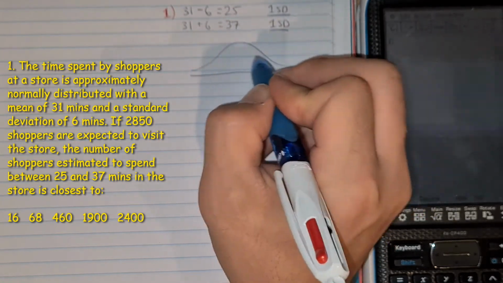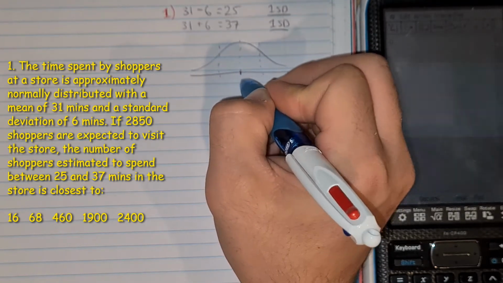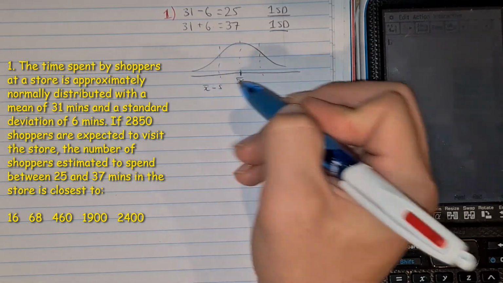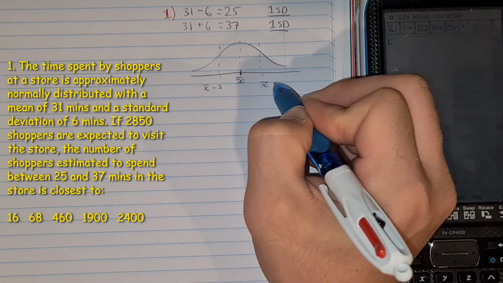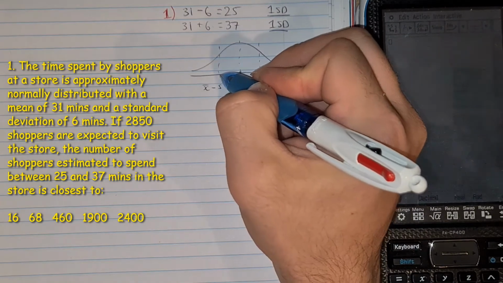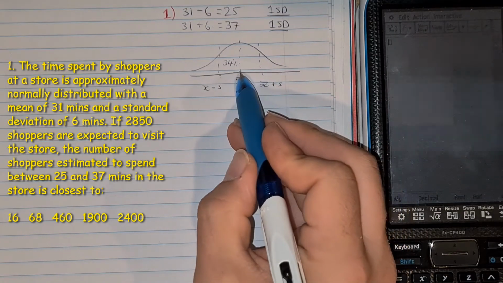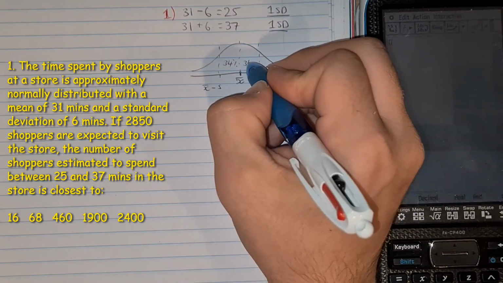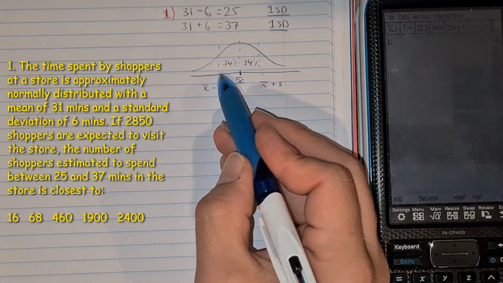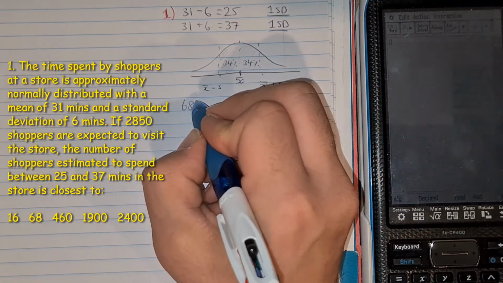So we've got our bell curve. If that's the mean, this is our mean minus one standard deviation, and this is our mean plus one standard deviation. Many of the diagrams you have, we know between this point and this point is 34%, and between this point and this point is also 34%. So the amount of data that lies between these 2 points is going to be 68% of the data.